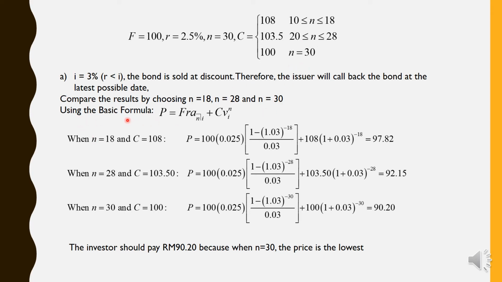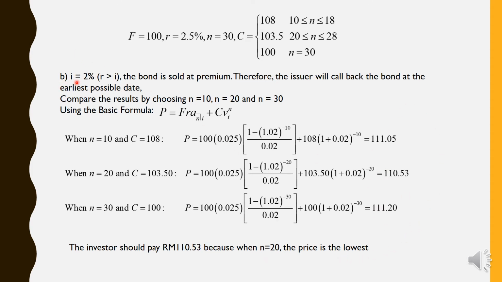By using the basic formula, which is this one, we can get the price of the bond. When n equals 18, C equals 108, we substitute all the values into the formula and get 97.82. The same goes for n equals 28, C equals 103.5, we get 92.15. And the last one, n equals 30, C equals 100, we get 90.20. So the investor should pay 90.20 because when n equals 30, the price is the lowest among these three.